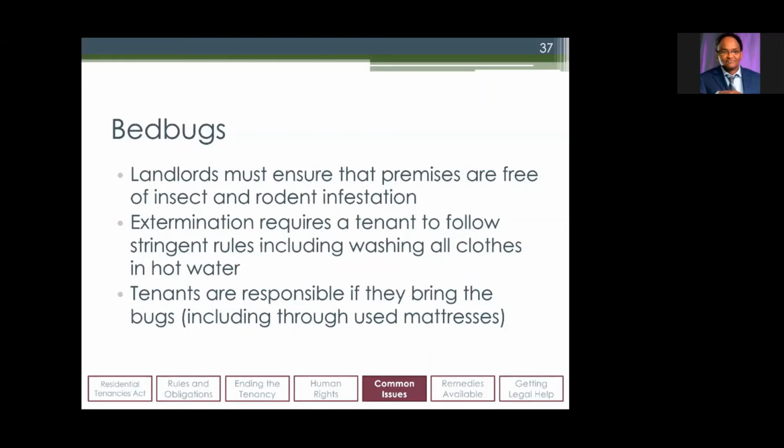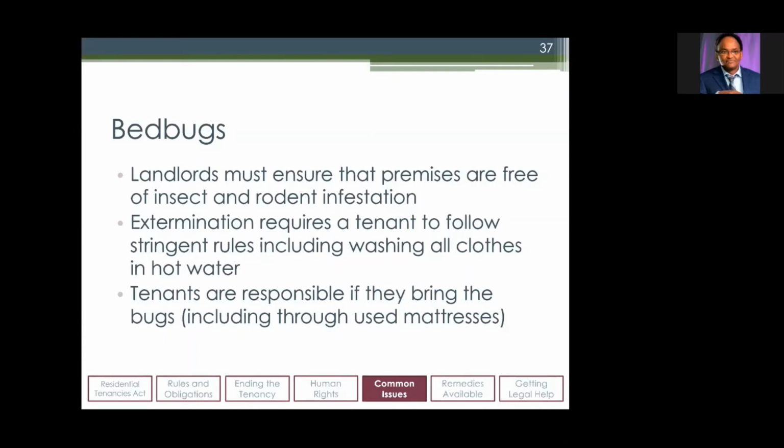them in, wash them in hot water, put them out on the balcony or just outside for some time, vacuum clean your furniture, things like that. So you need to comply with that depending on what the instructions are.